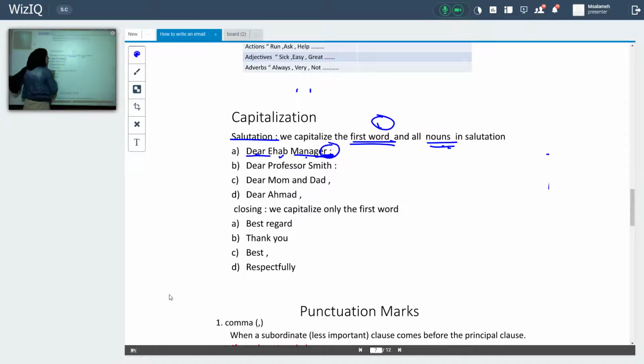Dear Professor Smith. Dear is the first word. Professor, -or is a suffix for nouns, so professor is a noun. Smith is the name of a person. Dear Mother, Mom, and Dad. "And" is a conjunction, so it's not necessary to write it in a capital letter. Dear is the first word. Mom is a noun. Dad is a noun. Every other word we should not write in capital letters.